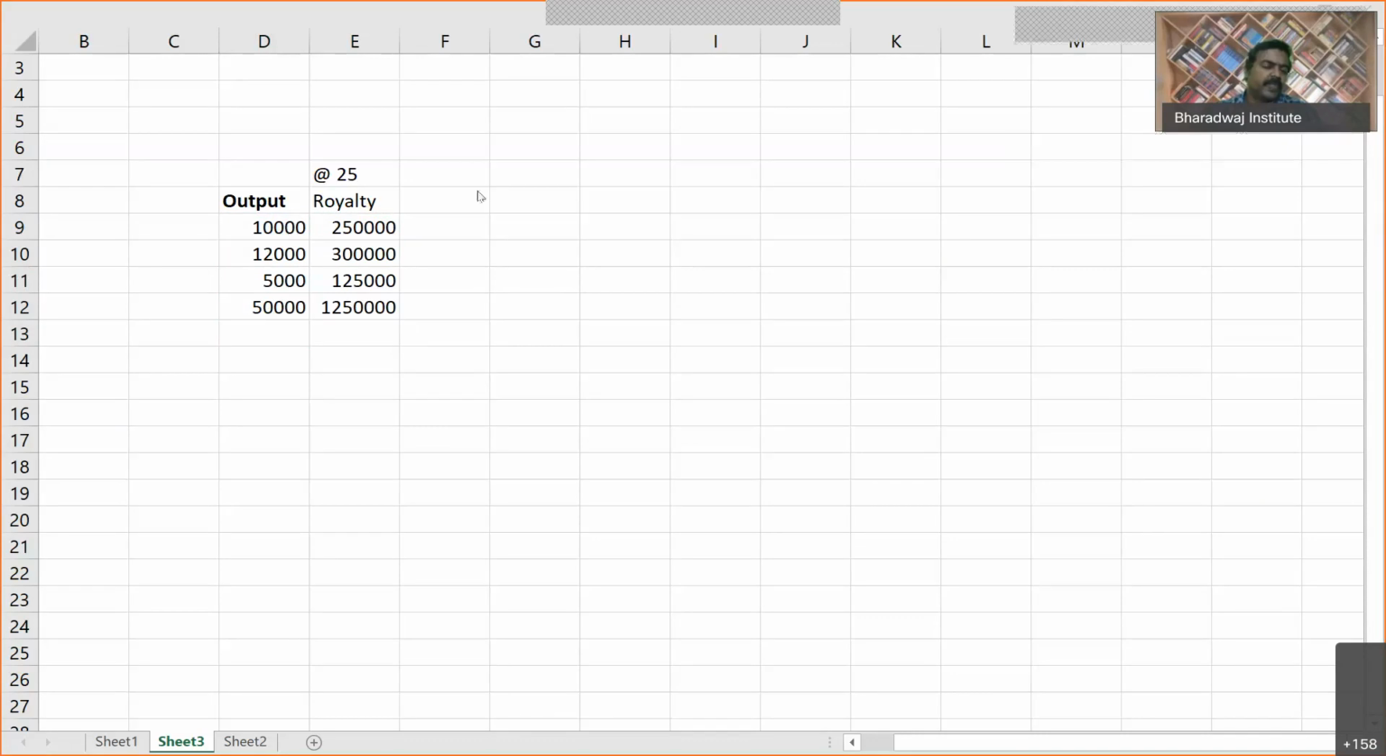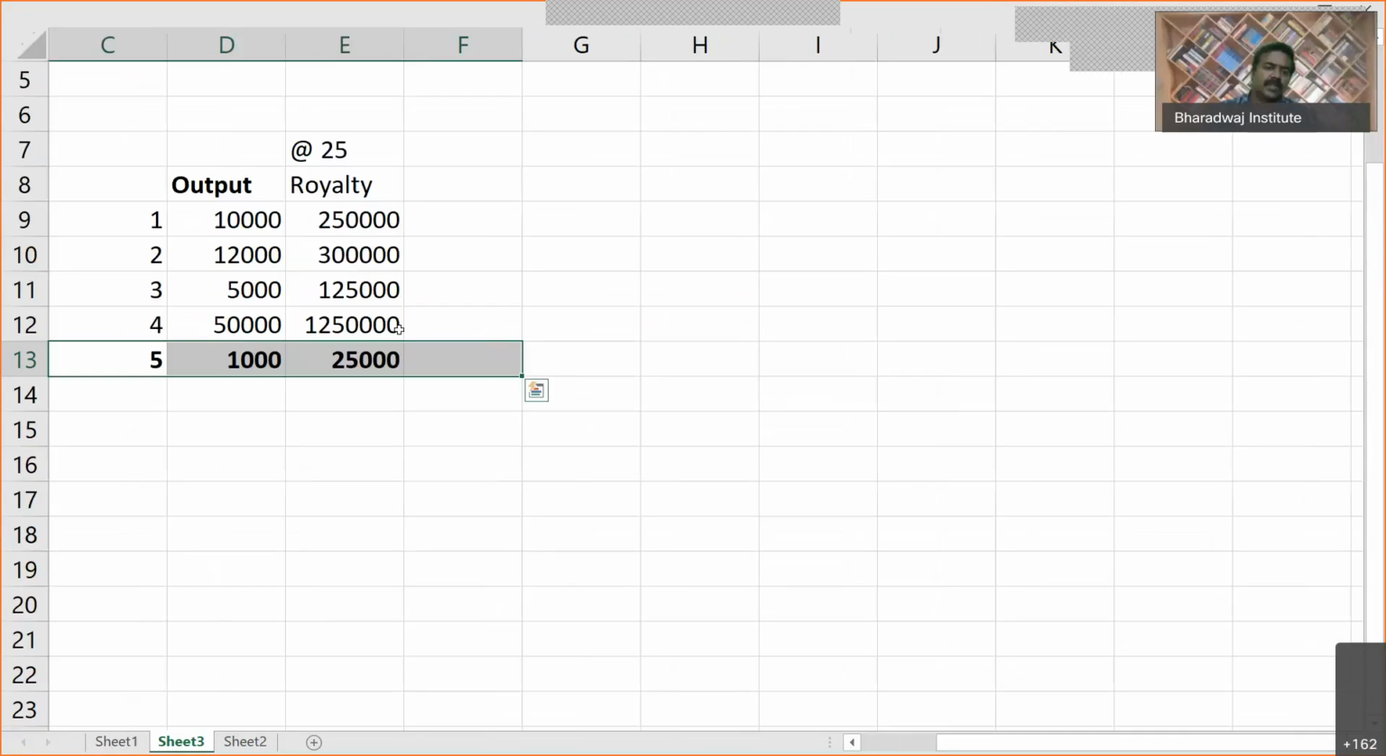Now suppose this happened in January, February, March, April and May. In May there was a strike and the production was only 1,000 units. The royalty gets reduced to a greater extent. The landlord is also investing in the asset, so if you are paying only 25,000, he will not have sufficient revenue. Here, you will add a clause called the minimum rent clause: minimum you pay me 1 lakh.